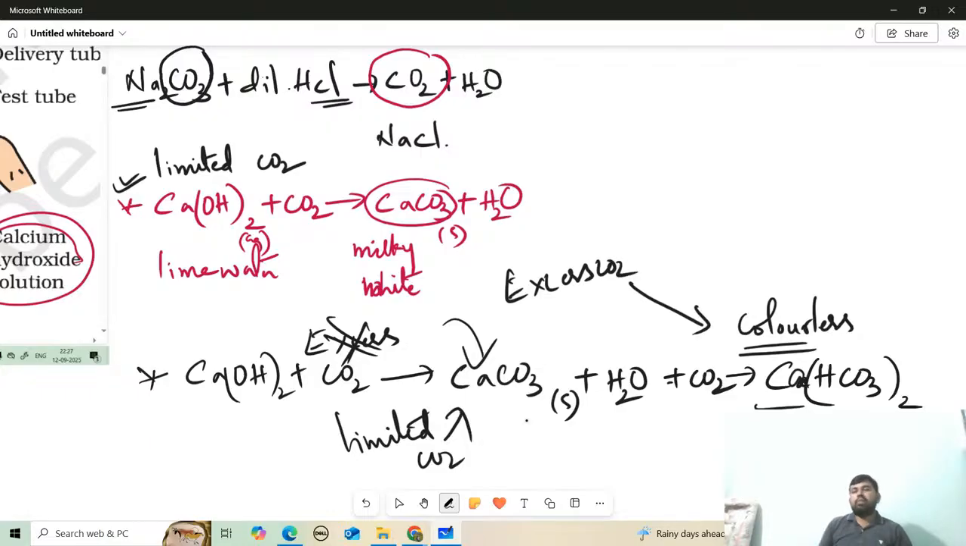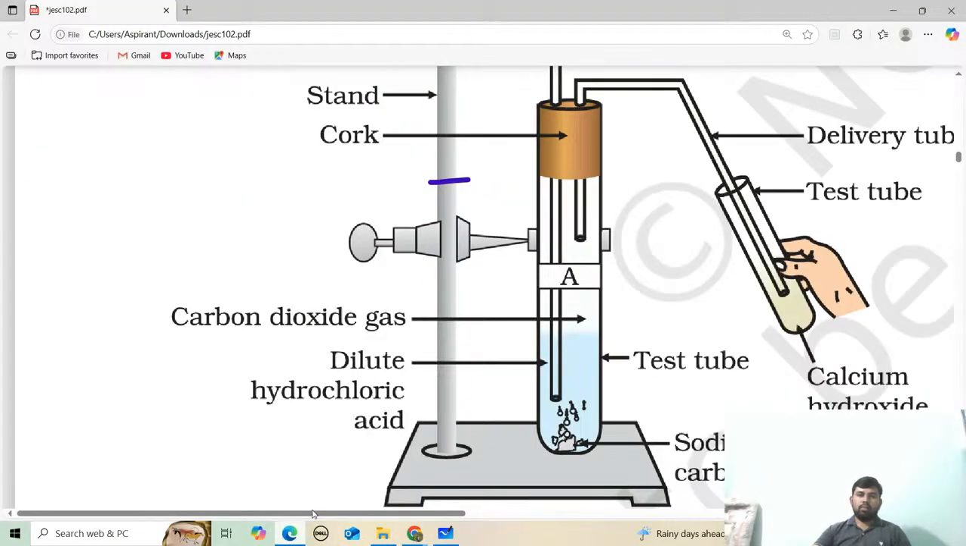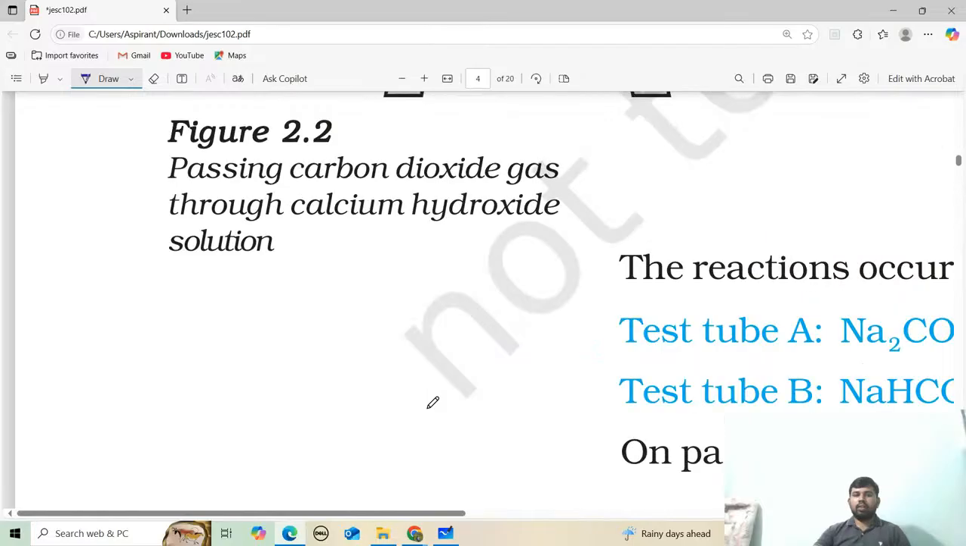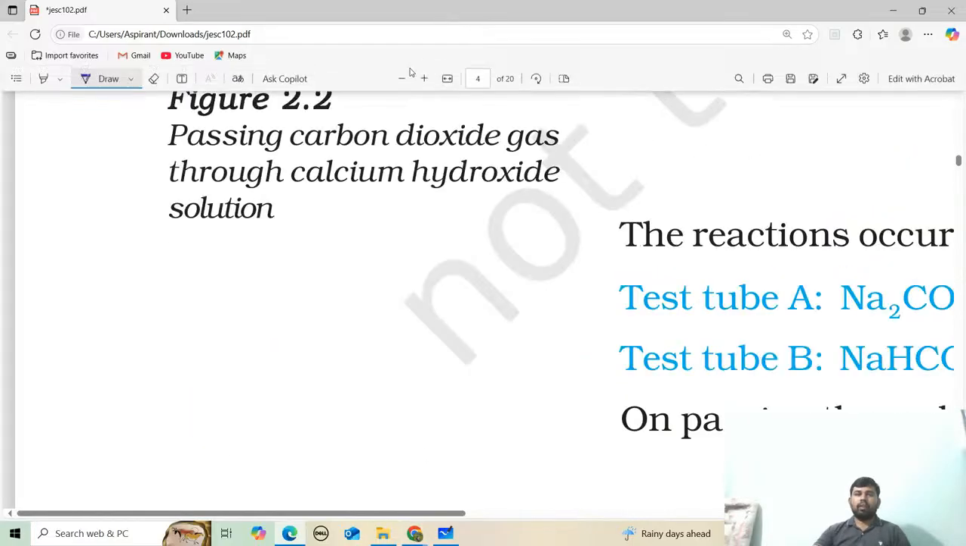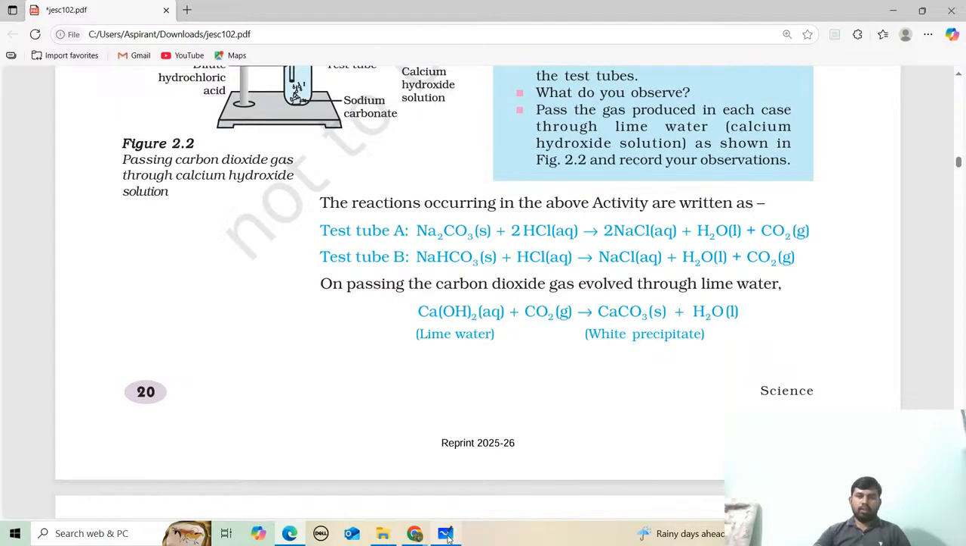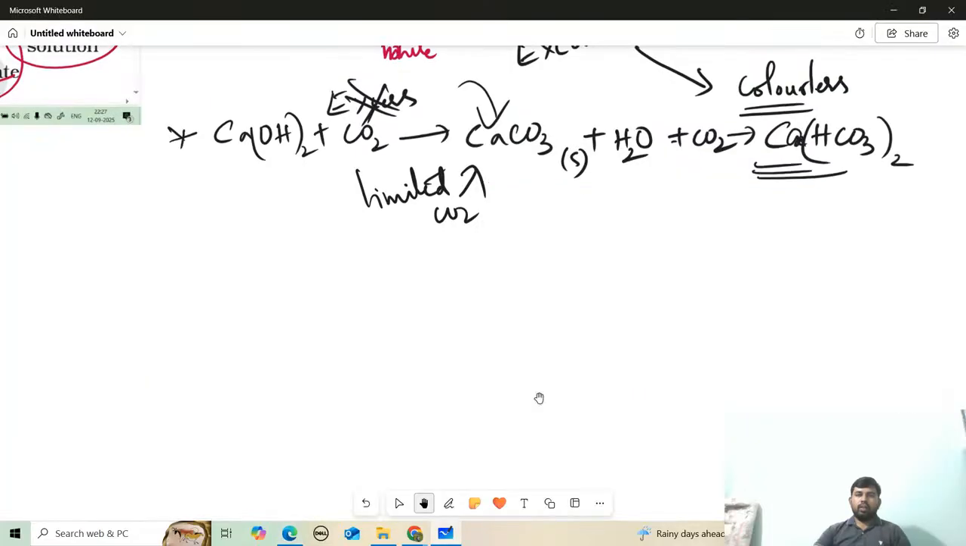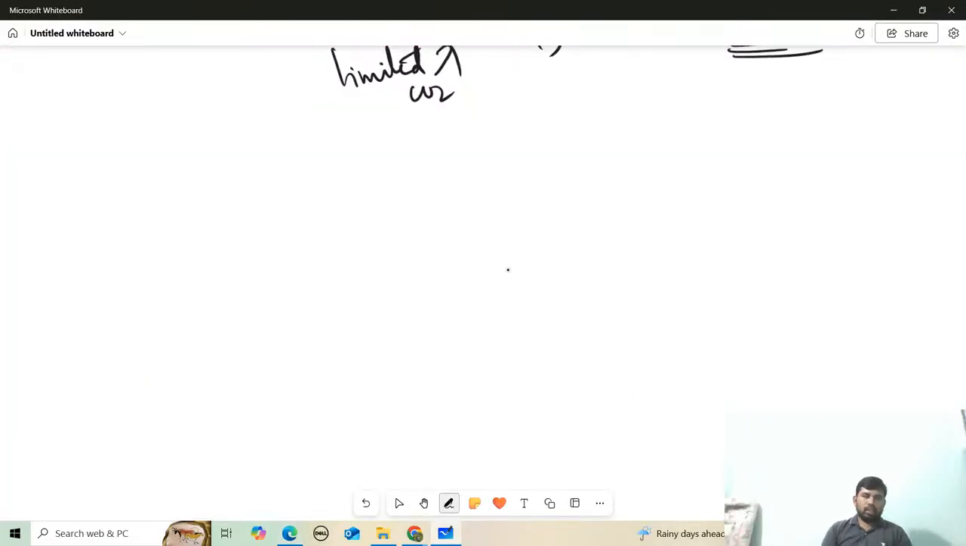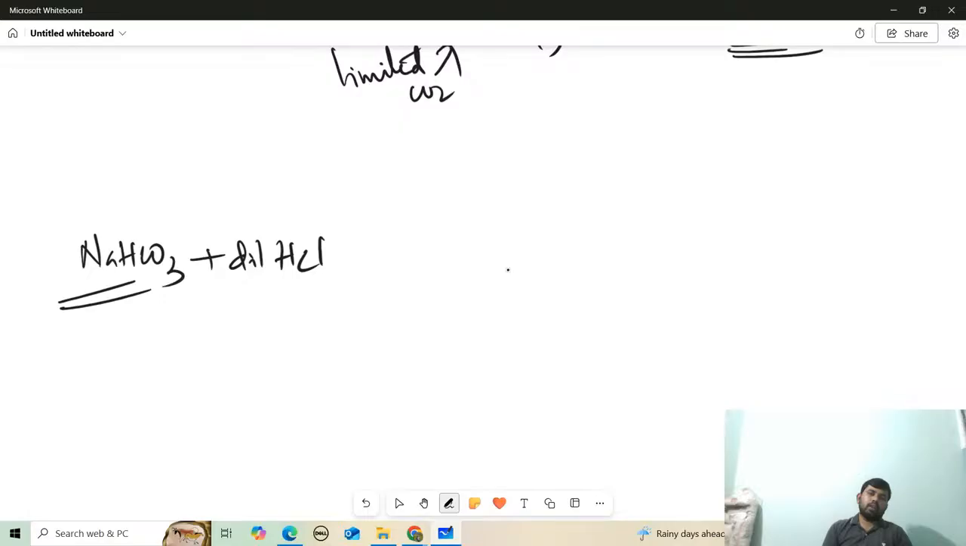Please remember, if you take a metal bicarbonate, the same will happen. You can see here they have given sodium hydrogen carbonate, NaHCO3. Sodium hydrogen carbonate plus dilute HCl again gives rise to the same NaCl salt, producing water H2O and CO2 gas.